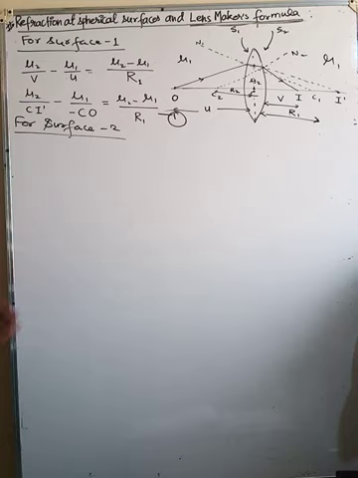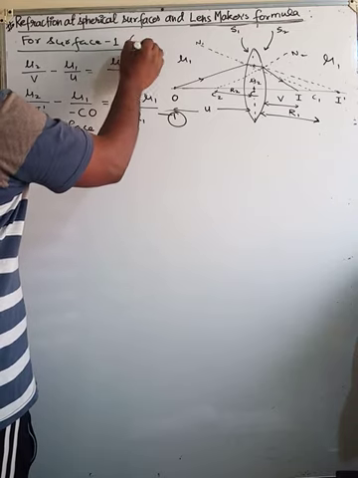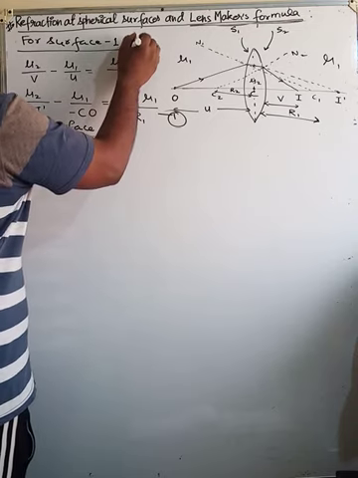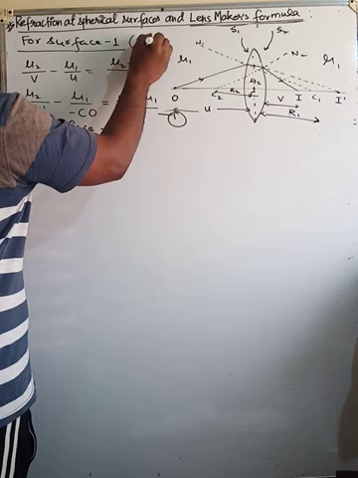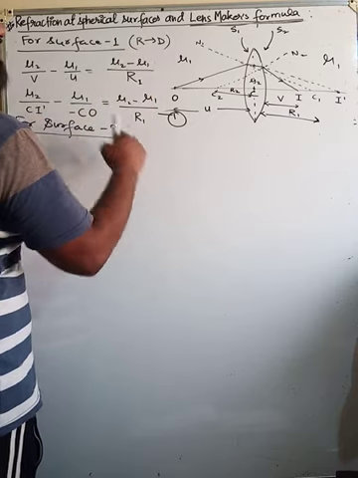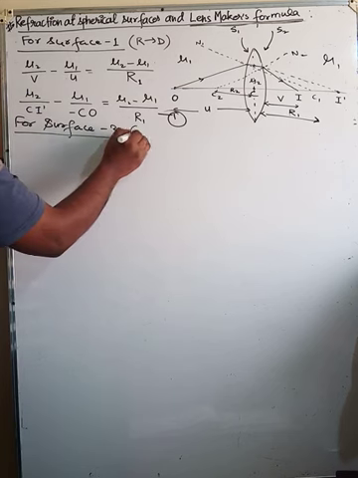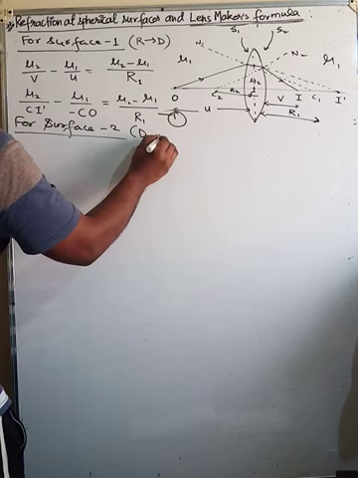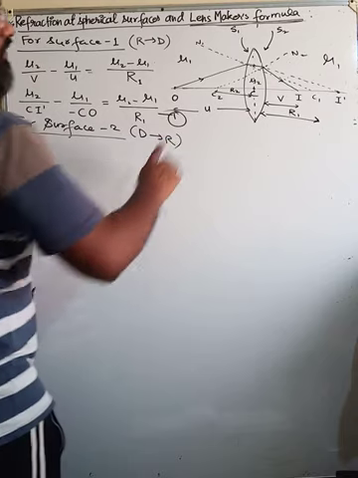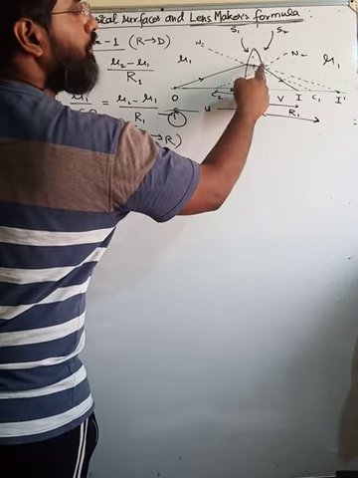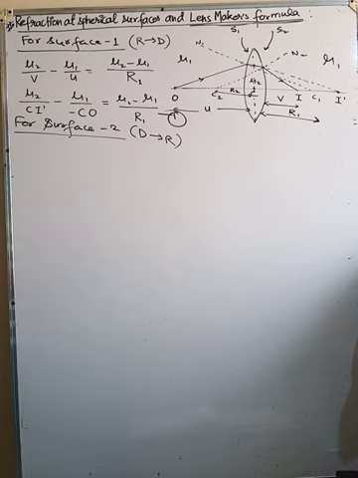Now light is going here. For surface number 1, light is going from rare to denser medium, rare to denser. Now for surface number 2, light is going from where? It is going from denser to rare. So for denser to rare, there is a trick to write this equation.